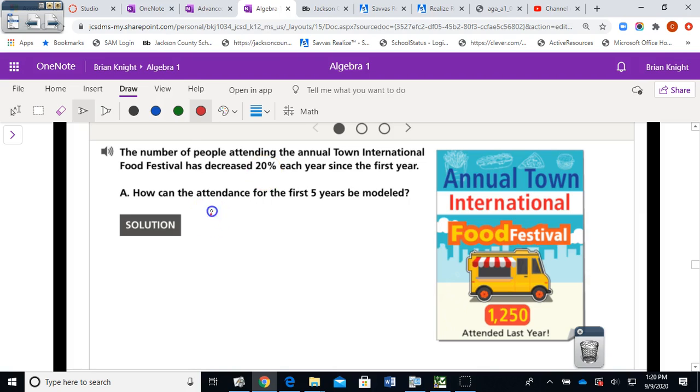So it's decreasing by 20%. A sub n will be, here it is, 1,250 times 0.8 to the n minus 1, because it's decreasing by 20%, so 1 minus 0.2. You with me? Everybody understand? So how can the attendance for the first 5 years be modeled?